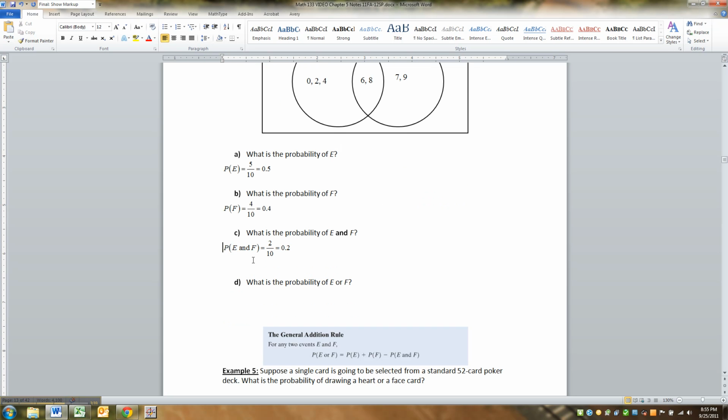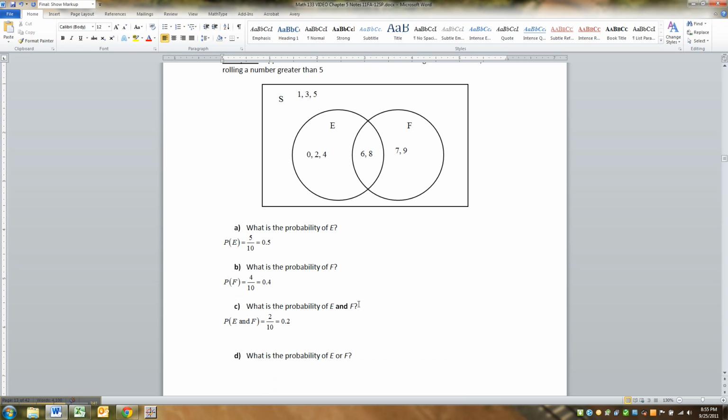All right, so that leads us to what about the probability of E or F? Okay, that's these 5 numbers and these 2 numbers put together, and that would make 7, right? Another way you can see it is that there's 10 numbers total, and there's 3 numbers out here that are outside of the mix, right? E or F is basically everything that's in these rings.